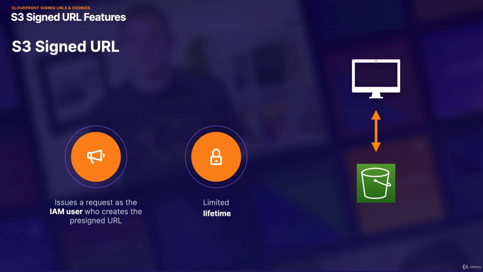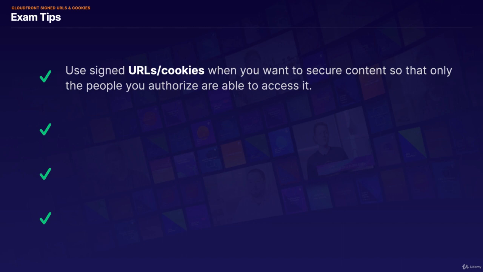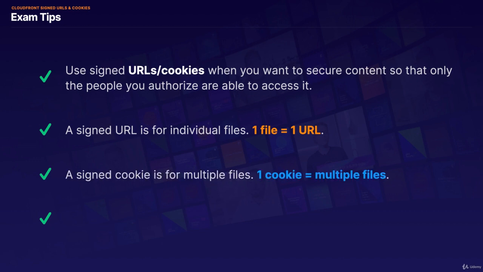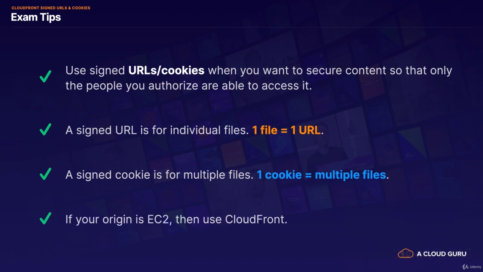So going into the exam, just remember to use signed URLs and cookies when you want to secure content so that only the people that you authorize are able to access it. Remember that a signed URL is for individual files, and one file equals one URL. A signed cookie is for access to multiple files, so one cookie allows you to access multiple files, and that's what we use at A Cloud Guru. And remember that if your origin is EC2, then you want to use CloudFront. If your origin is going to be S3 and you've only got a single file in there, then you want to use an S3 signed URL instead of a CloudFront signed URL.